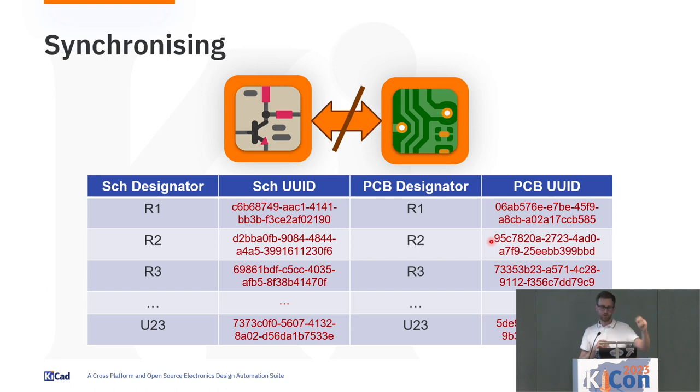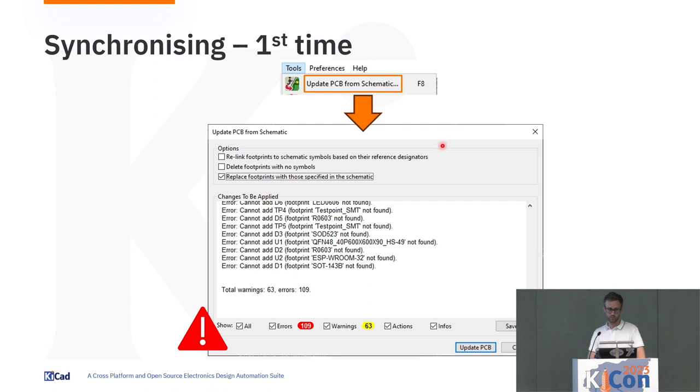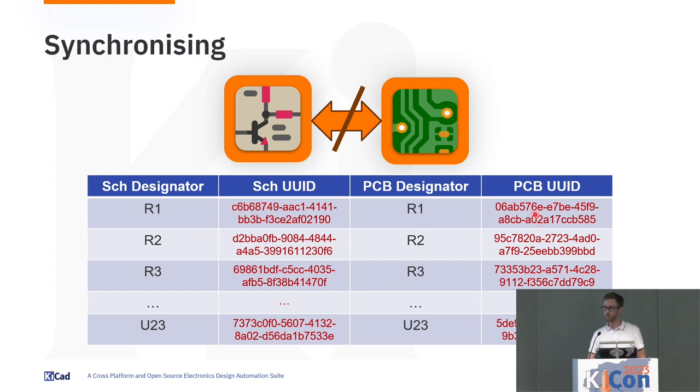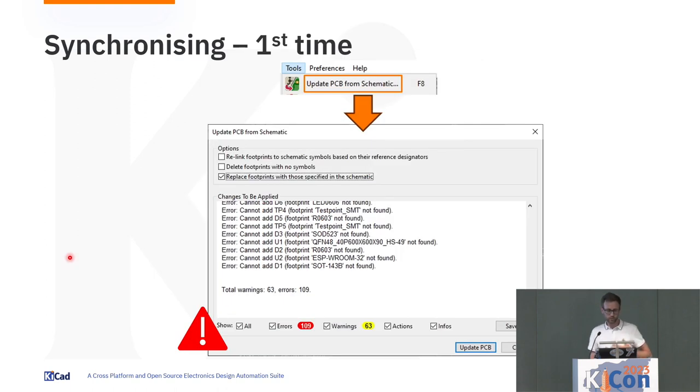Even though you might have R1 in the schematic and R1 in the PCB, internally, KiCad doesn't know that they're connected. Each of them will have a different unique identifier, and we need to first tell KiCad to join these together. So if you try to do update PCB from schematic normally, you'll get a bunch of errors, because it can't link this R1 with this R1. So what it'll do is delete that R1 that's on the board, and then try to add a new one based on the footprint defined in our R1 in the schematic. So we don't want that for the first time.